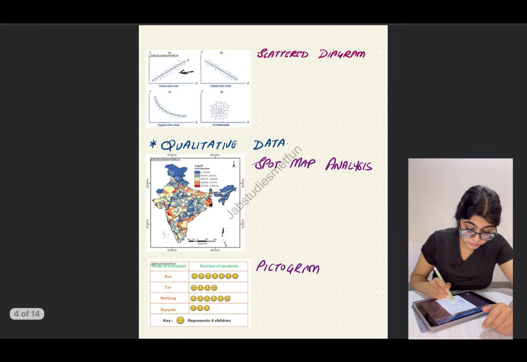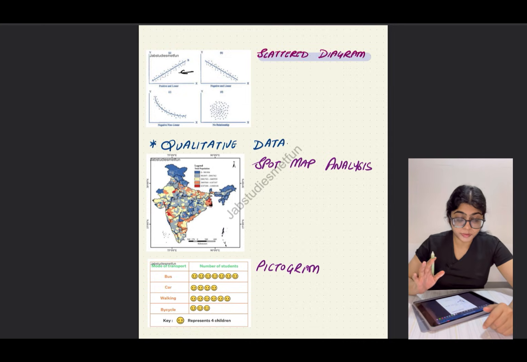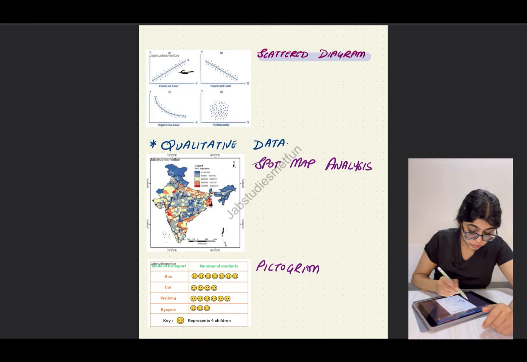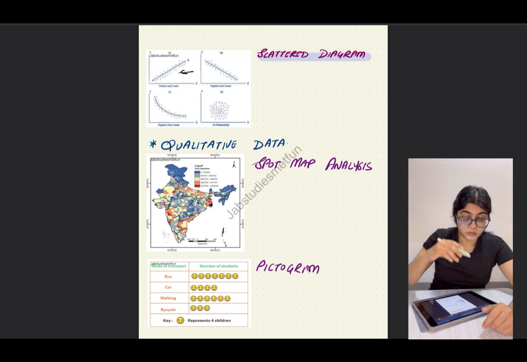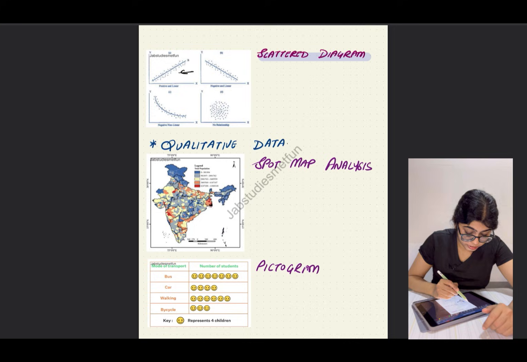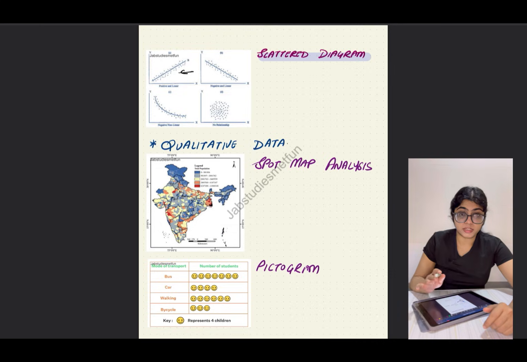The next one we have is scattered diagram. In a scattered diagram, there will be multiple values which will be put onto the graph as points, and then a line or a curve will be drawn through them to derive a relationship. So for example, over here you can see that the line that is drawn is going linear upward, another has a curve, and the fourth one has some sort of stippling on the graph without any relation of the values. So that is what a scattered diagram is.